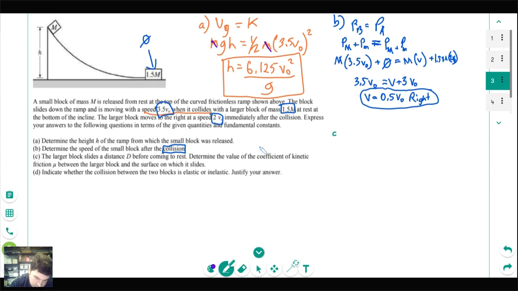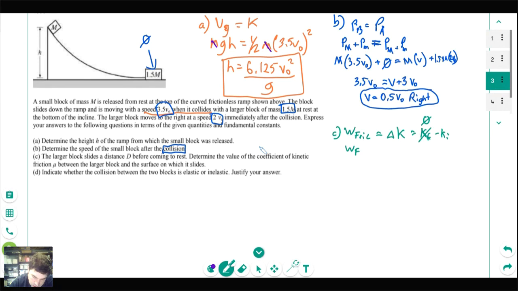Okay, so for part C, I'm going to say the work done by friction took away all the kinetic energy from that big block. That 1.5 m block lost all of its kinetic energy because of friction. Friction took it away. So remember, delta would be the final kinetic energy minus the initial kinetic energy. It's going to come to a stop, so that makes this part 0, which is really easy here.